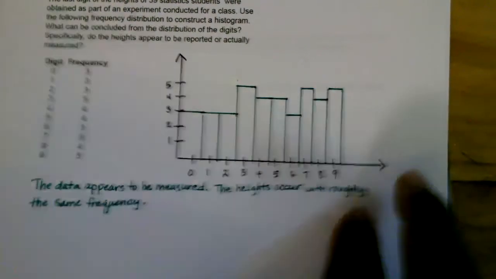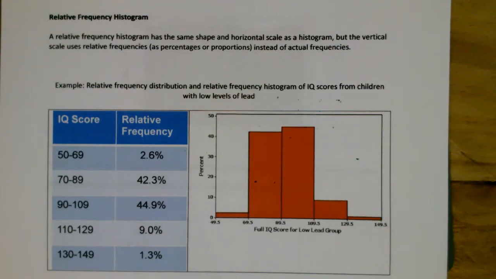Next we'll look at a relative frequency histogram. If you have a relative frequency distribution, instead of the frequencies, you have the percents as their relative frequency. The same thing is true with a relative frequency histogram. It has the same shape and horizontal scale as a histogram, but the vertical scale uses relative frequencies as percentages or proportions instead of the actual frequency.